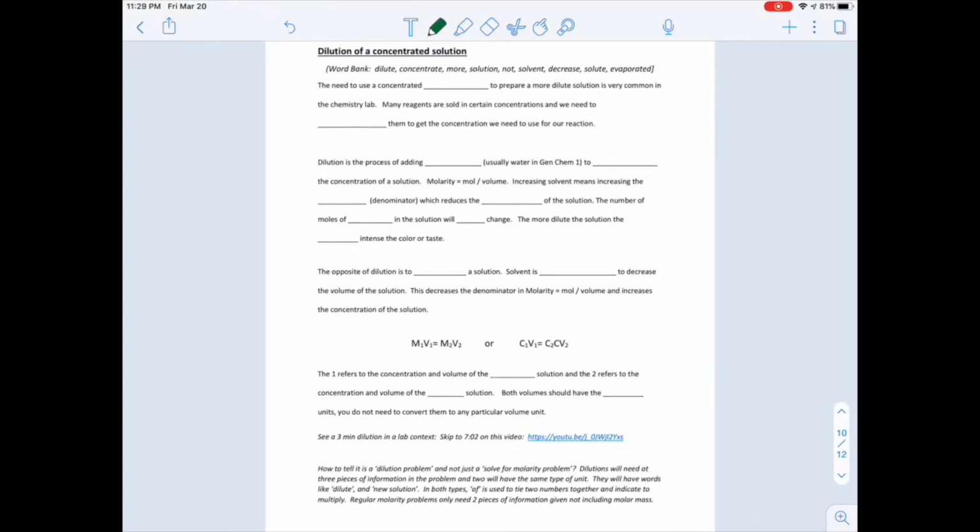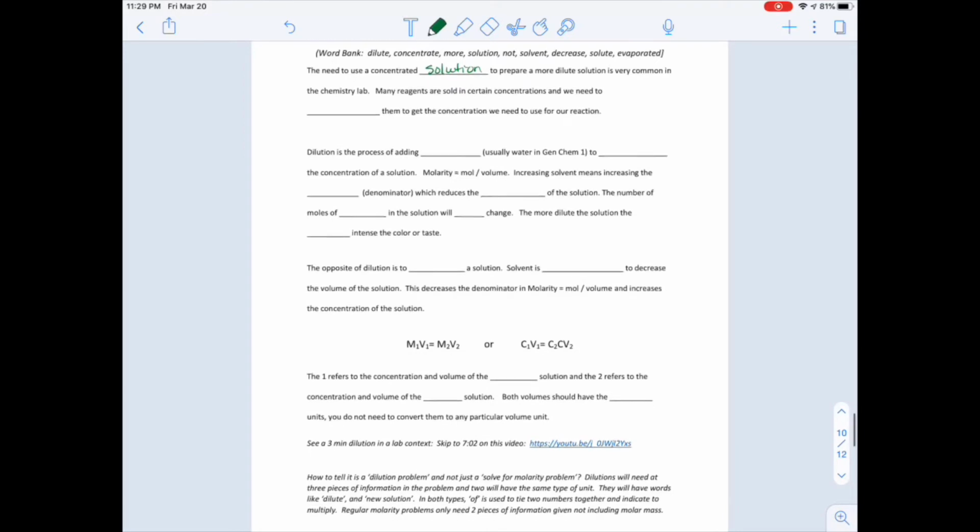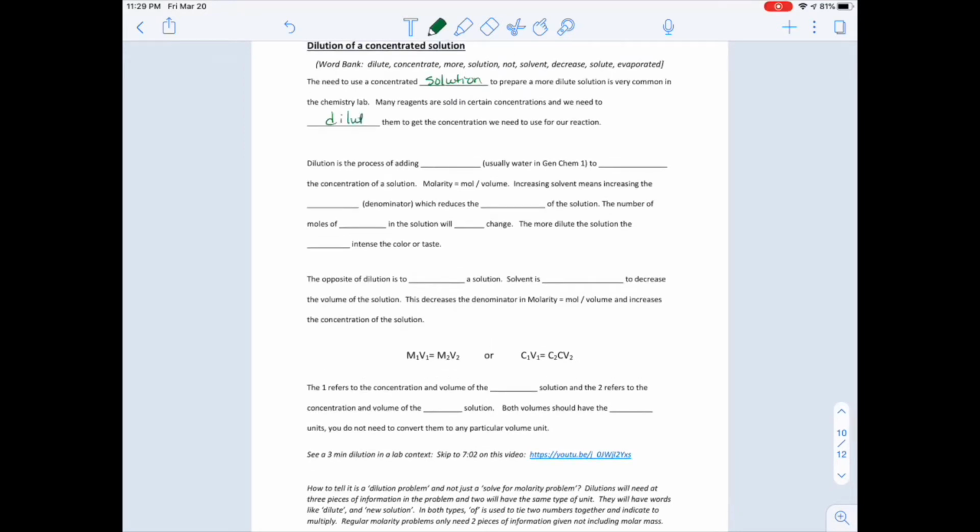Okay, so the need to use a concentrated solution to prepare a more dilute solution is very common in chemistry lab. Many reagents are sold in certain concentrations, and we need to dilute them to get to the concentration we need. You guys have seen this even in stores. You can buy laundry detergent that's 4 times concentrated, 10 times concentrated, because it's easier to ship since you don't have the volume, and a lot of times it's more discounted. Same thing with chemistry. They'll send us concentrated things and you don't want to work with it as concentrated, so you just add your own water and you're good to go. We do that in the lab for the Gen Chem folks.